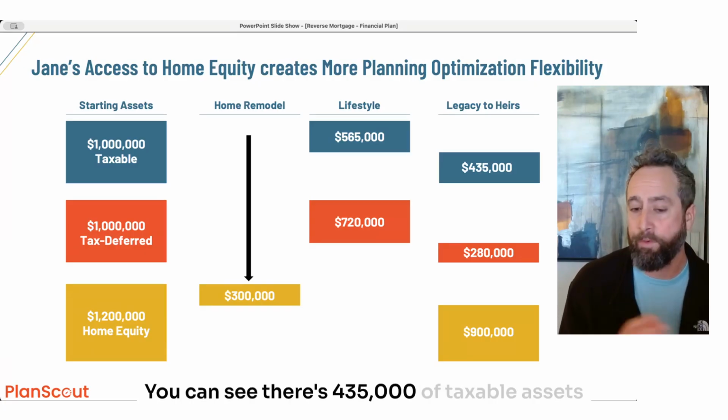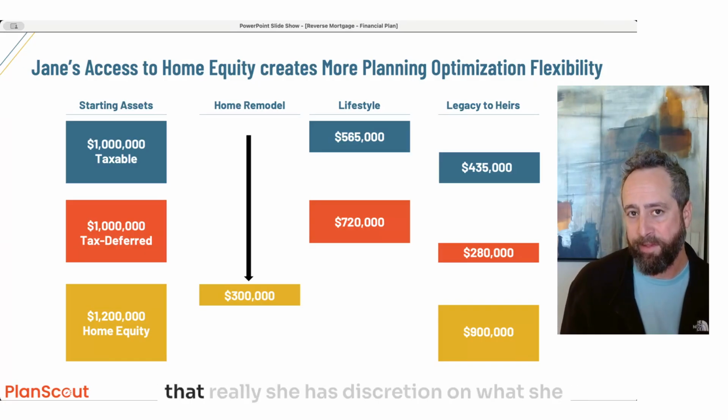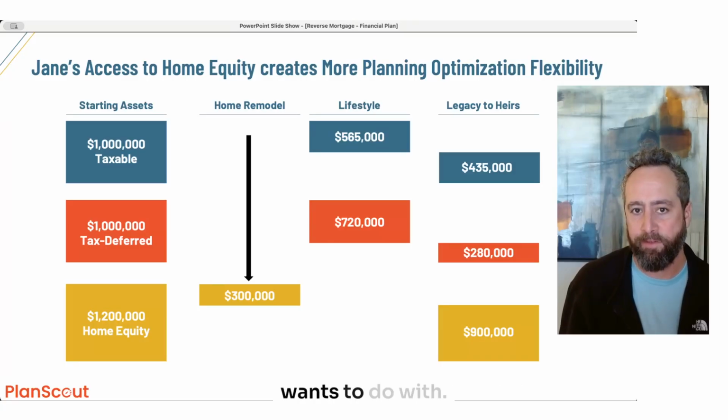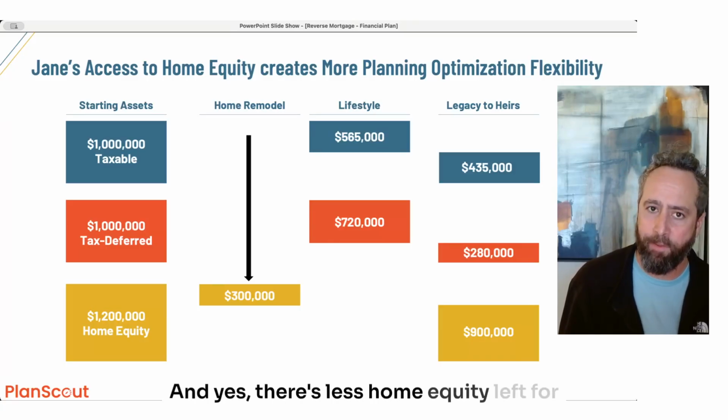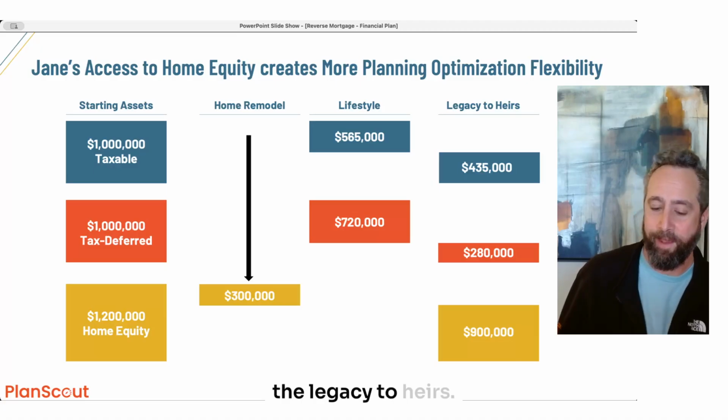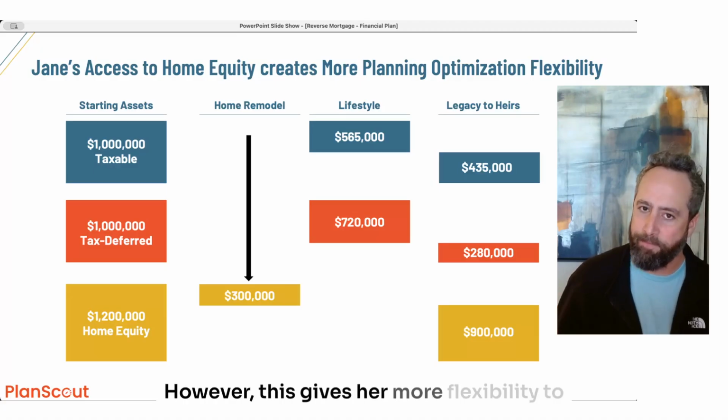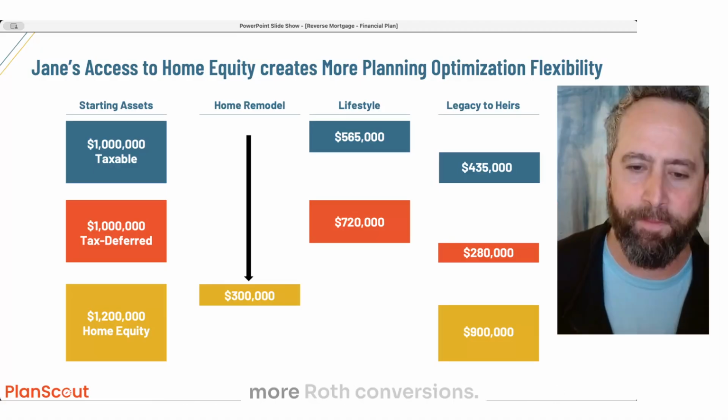You can see there's 435,000 of taxable assets that really she has discretion on what she wants to do with. And yes, there's less home equity left for the legacy to heirs. However, this gives her more flexibility to do things like some more Roth conversions.